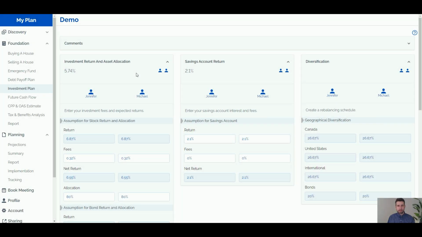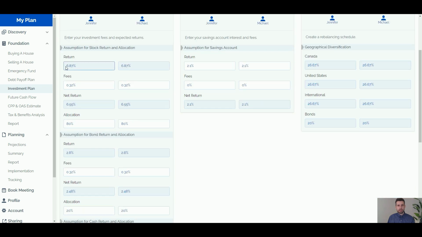Now in the investment plan section, we want to capture a couple things. So one, we're using the standard rate of return from FP Canada, so the standard that all CFPs should be using in Canada, but we're reducing that by the fees that we're paying. So it's very important that you understand what the MER, average MER, management expense ratio is on your investments, and you can enter that here.